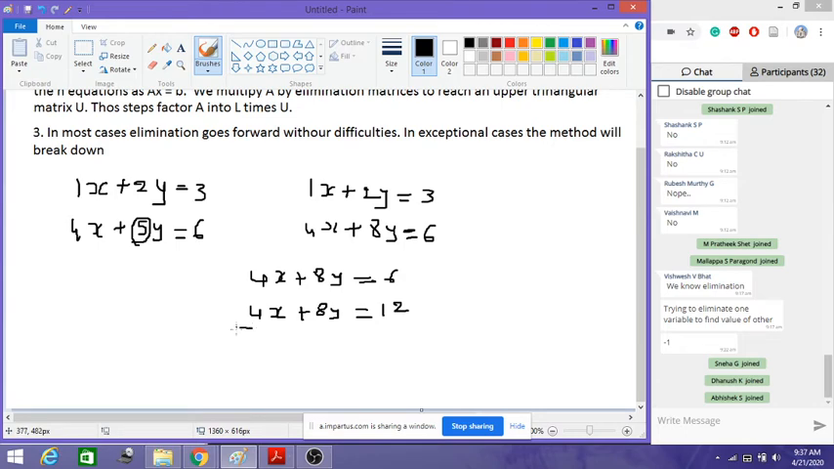So now when we subtract this, what happened? Both the unknown terms will get cancelled, so we have 0, which is equal to minus 6. It means there is no solution at all. So in this case, the equations are not properly written, or there might be an infinite number of solutions. So this is another case.